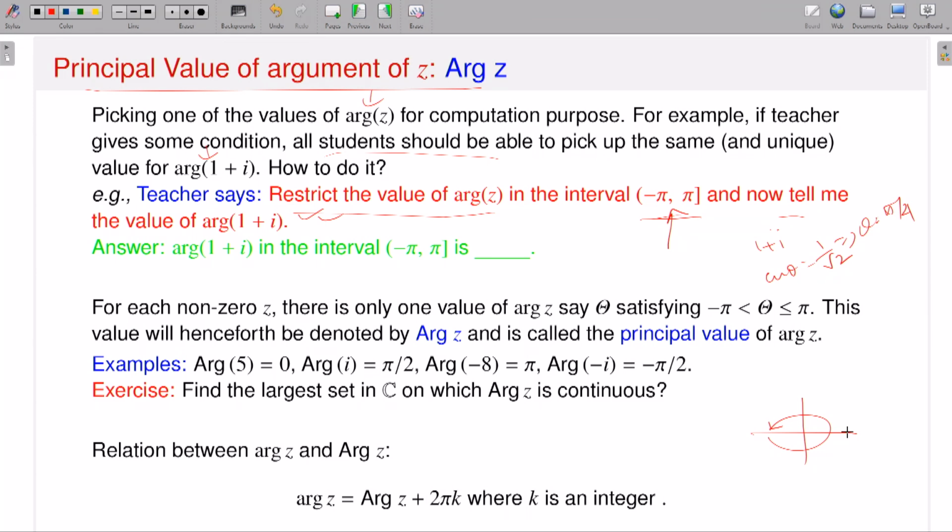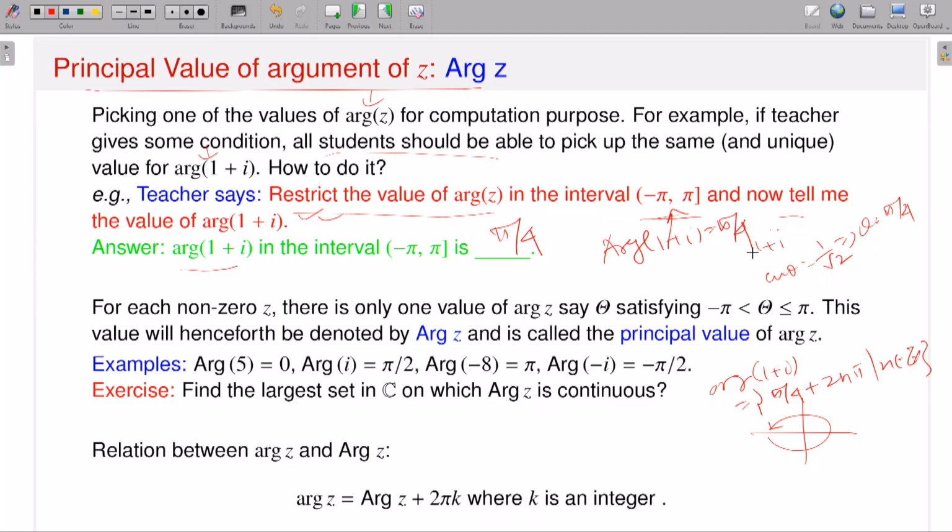Therefore, if I follow this rule, then small arg of 1 plus i, as in my last lecture, is pi by 4 plus 2n pi, where n is running over the integers. So this is set valued. Out of this set, if you pick the one value which lies in this interval, that is exactly pi by 4. I call this pi by 4 the capital arg of 1 plus i, which is called the principal argument.